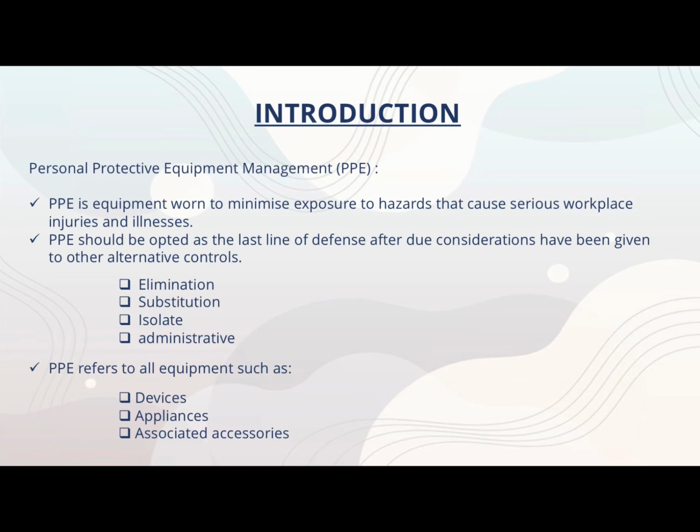PPE is Personal Protective Equipment. PPE is equipment worn to minimize exposure to hazards that cause serious workplace injuries and illness. PPE should be opted as the last line of defense after due consideration has been given to other alternative controls such as elimination, substitution, isolation, and administrative controls. PPE also refers to all equipment such as devices, appliances, and associated accessories.